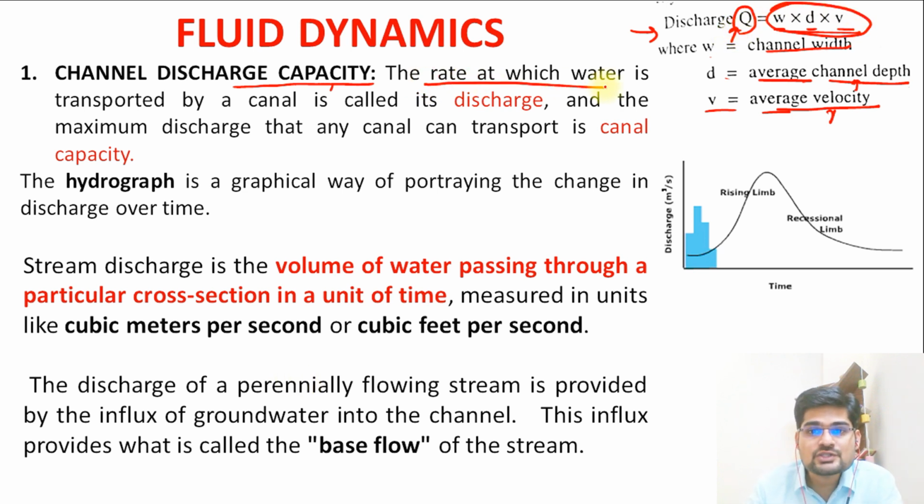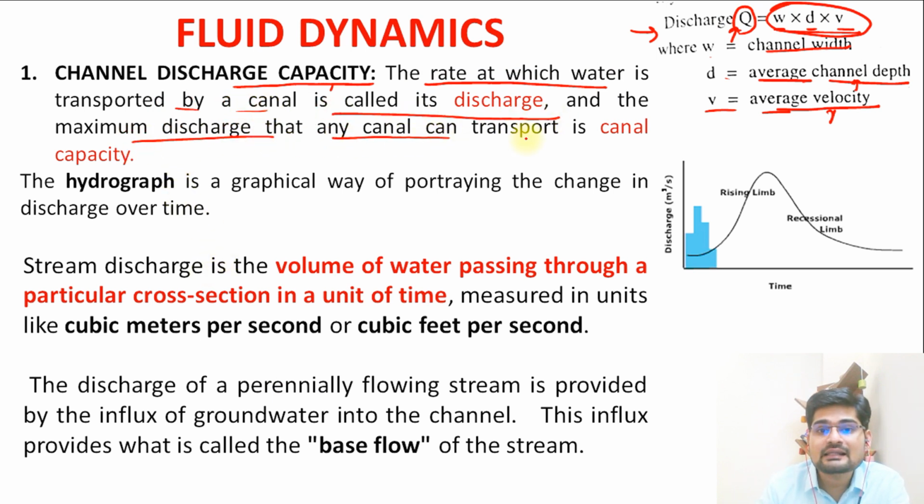The rate at which water is transported by a canal is called discharge, and the maximum discharge that any canal can transport is its capacity. That is as simple as it is: the maximum capability of a channel to transport a particular discharge, that is its capacity. So that is called canal capacity or channel capacity.